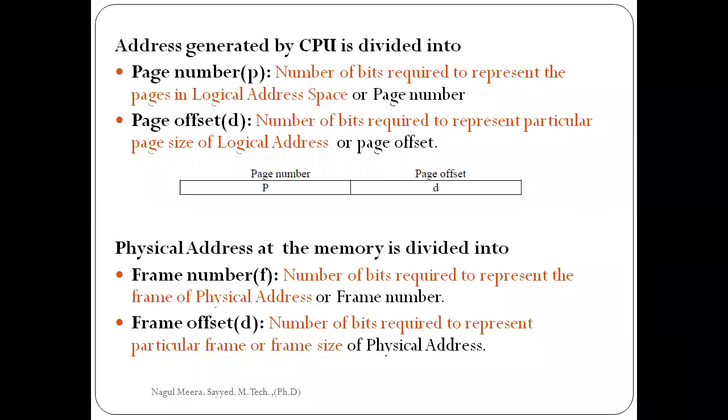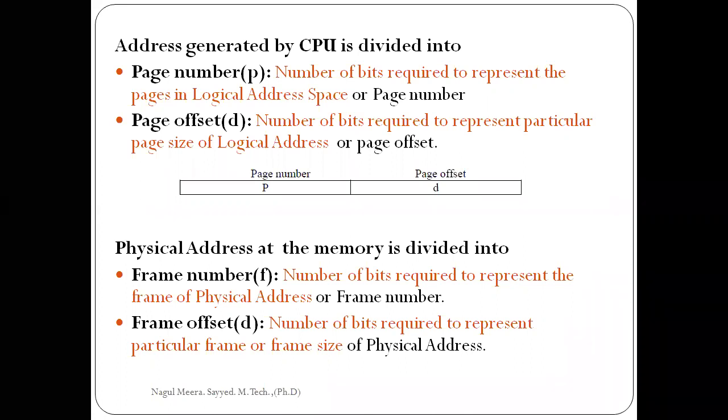Address generated by the CPU is called as, what is my question? Address generated by the CPU is called as logical address. Remember one thing, don't confuse. Physical address is at physical memory. Remember PP: physical address, physical memory, also called as main memory.